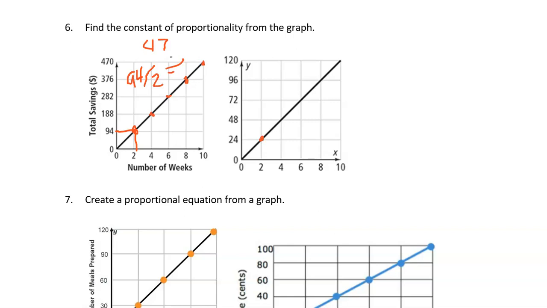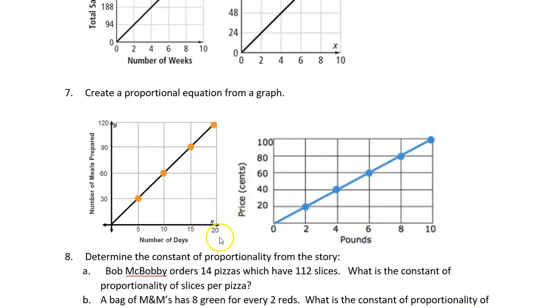This point here, 24 divided by 2 is 12. 48 divided by 4 is 12. 72 divided by 6 is 12. 96 divided by 8 is 12. 120 divided by 10 is 12. Constant proportionality is definitely 12.